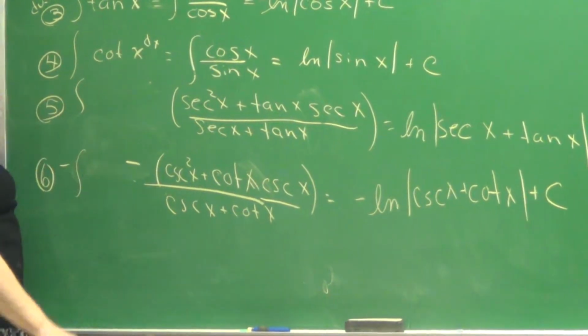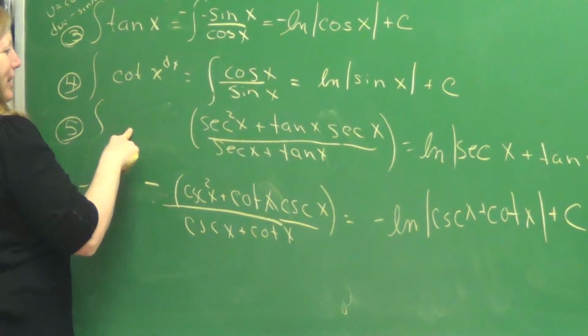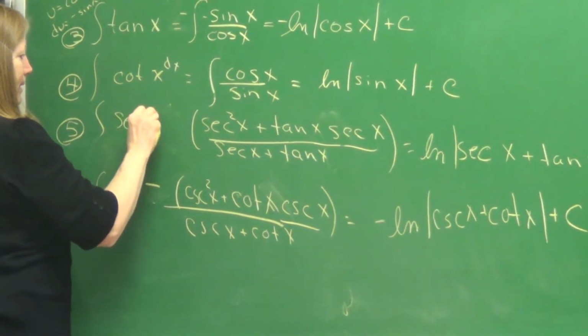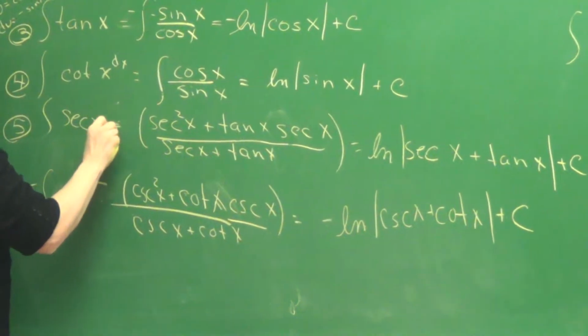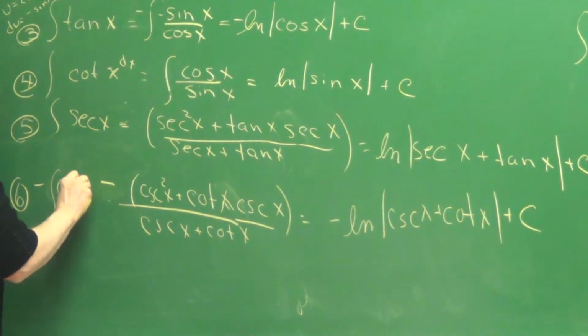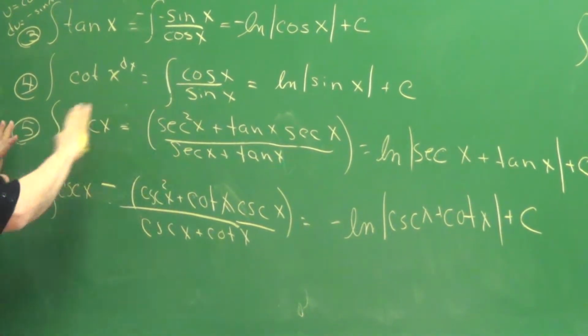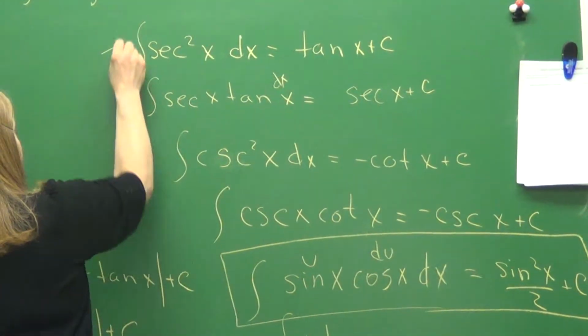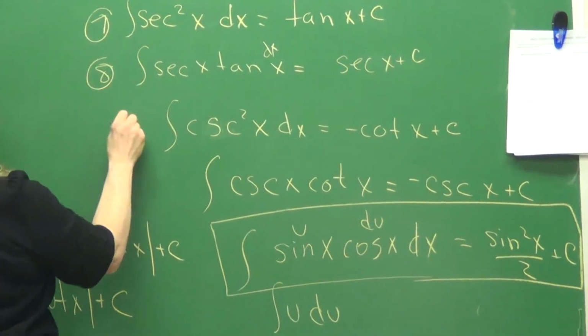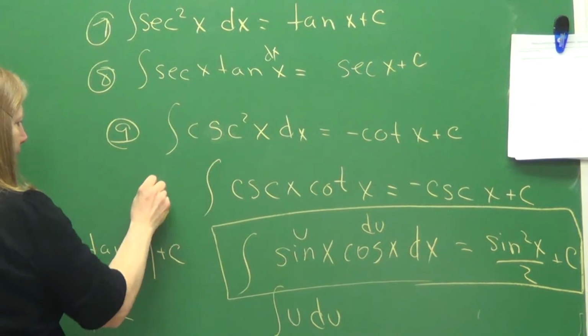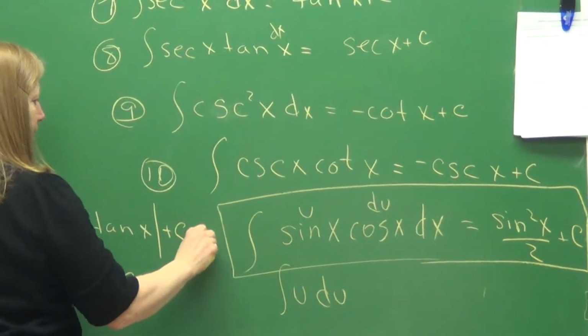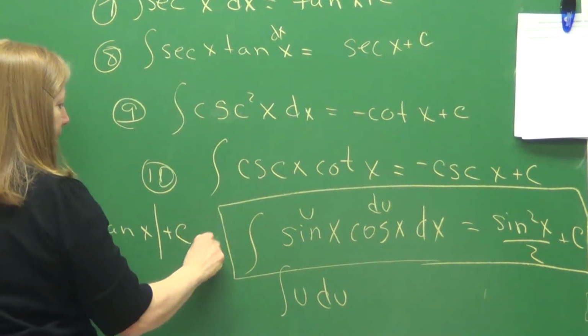What was this one first? This one was just secant x. And this one must have been cosecant. It's a little hard to read through here. Number 6, 7, 8, 9, 10, and 11 was our grand finale.